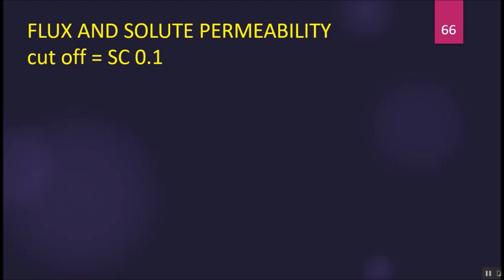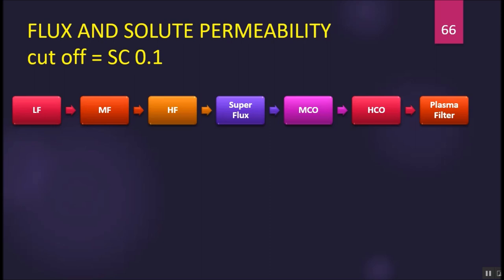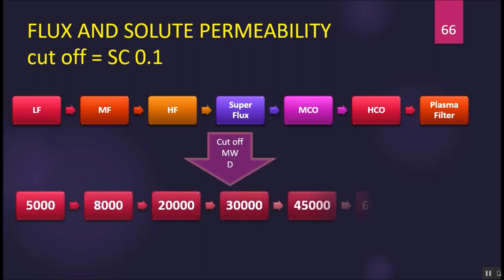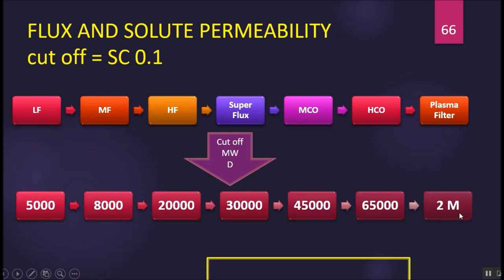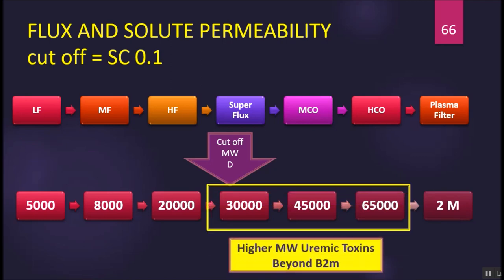So flux and permeability with a cutoff means the maximum molecular weight that could be removed. And this is the molecular weight of the majority of toxins. If you go here, the high flux membrane can remove up to 20,000 to 30,000 according to the membrane permeability. Going beyond 30,000 needs more porous membranes like mid-cutoff membranes. While in plasma separation therapy, plasma filters can remove up to 2 million molecular weight. So this is a target to be removed in the future with higher molecular weight uremic toxins, that is triple the size of beta 2 microglobulin.